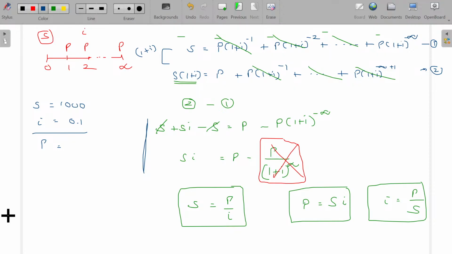If you invest 1000 rupees in the bank and the banker gives you 10% interest, what is the interest you are getting? 100. How many years will you get? You will constantly get 100 rupees until that 1000 rupees is cancelled or becomes zero. For how many years? Infinite period.